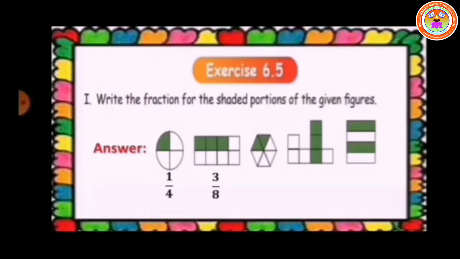Third one, total parts 6. 2 shaded parts, so the fraction is 2 by 6. Fourth one, among 7 total parts, 3 parts have been shaded, so the fraction is 3 by 7. And in the last one, 2 parts shaded out of 4, so the fraction is 2 by 4.